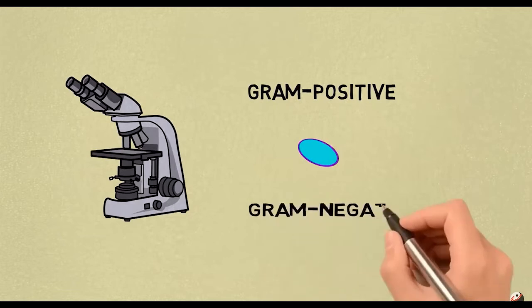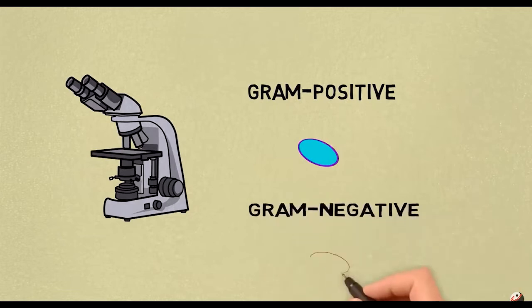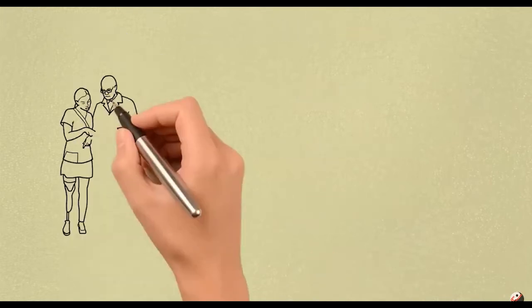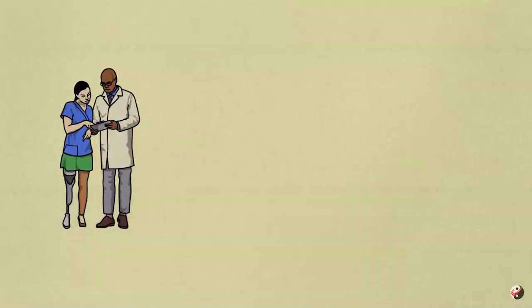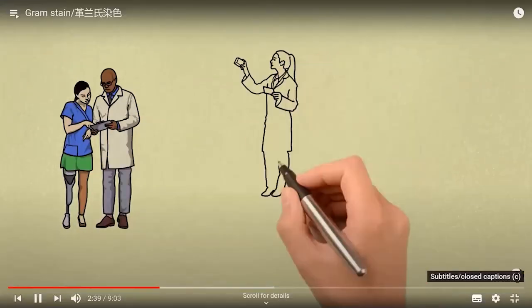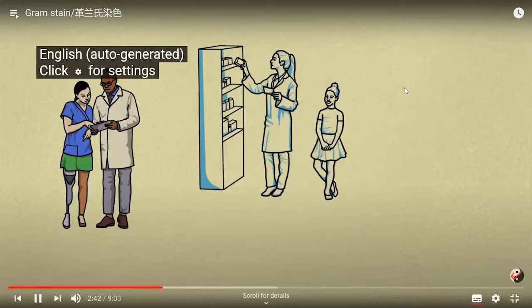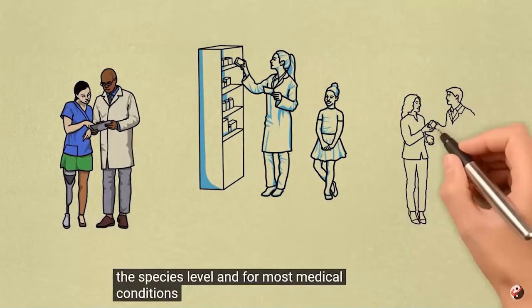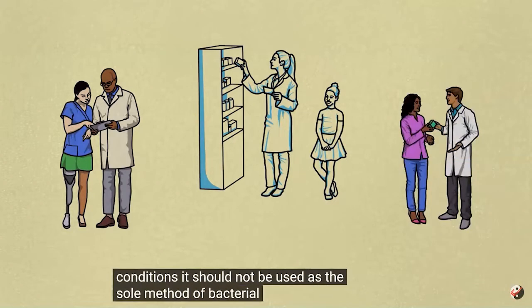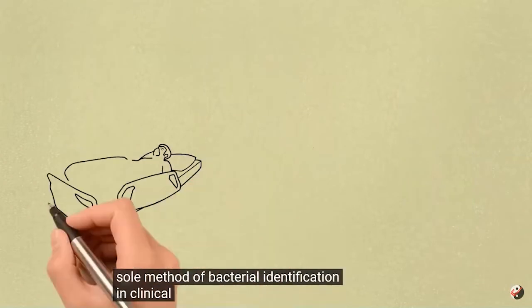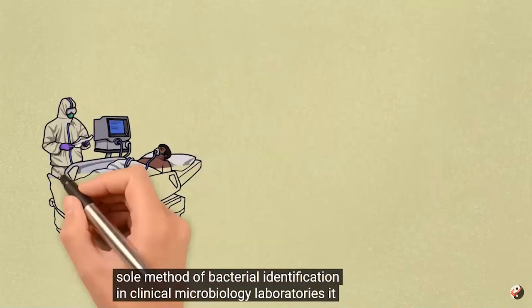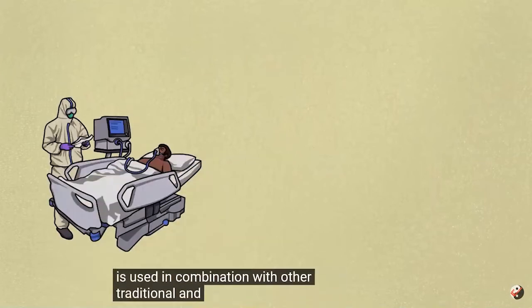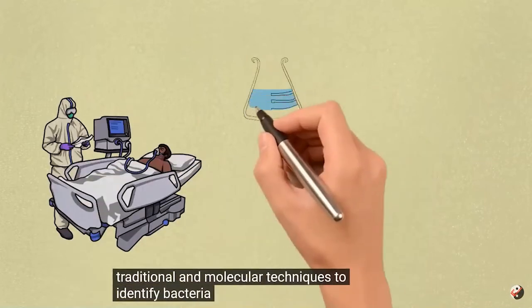The Gram stain is not an infallible tool for diagnosis, identification, or phylogeny, and it is of extremely limited use in environmental microbiology. It is used mainly to make a preliminary morphologic identification or to establish that there are significant numbers of bacteria in a clinical specimen. It cannot identify bacteria to the species level, and for most medical conditions, it should not be used as the sole method of bacterial identification. In clinical microbiology laboratories, it is used in combination with other traditional and molecular techniques to identify bacteria.